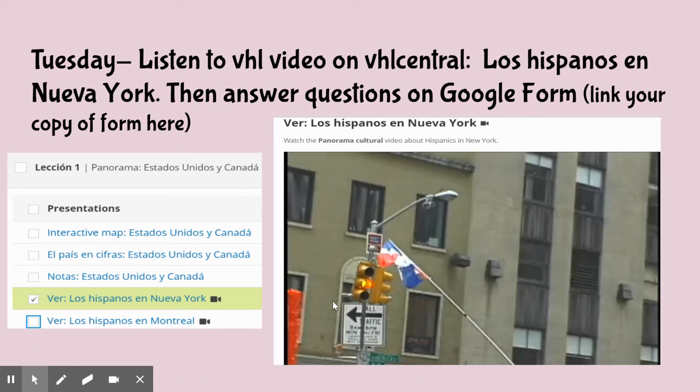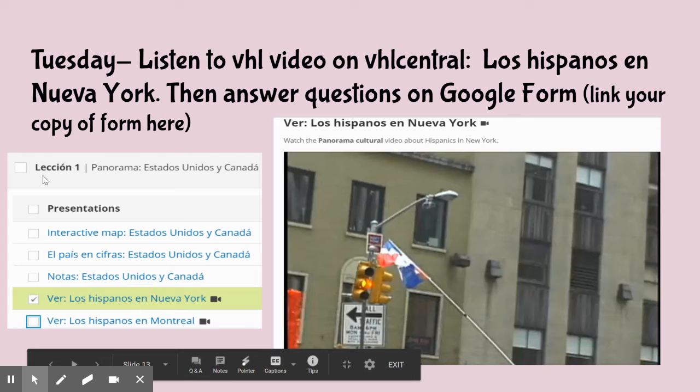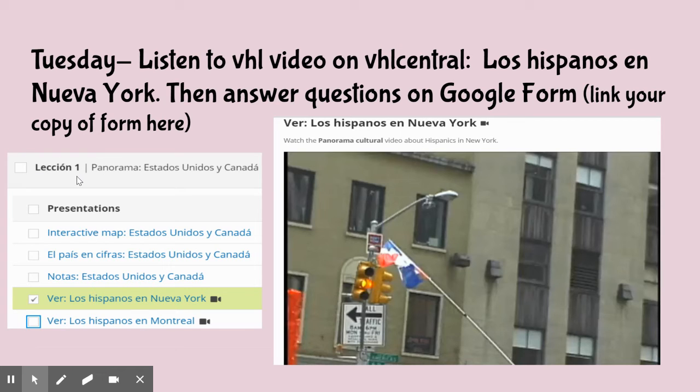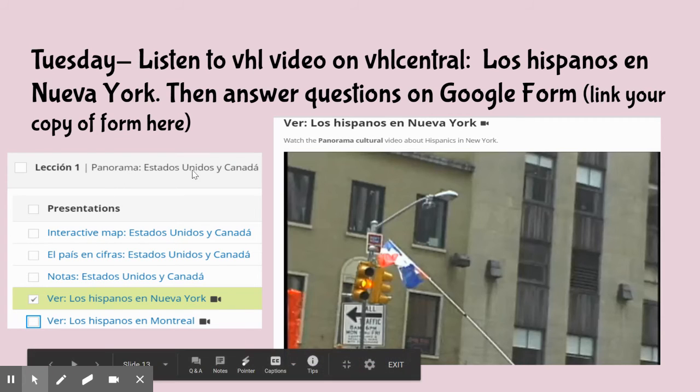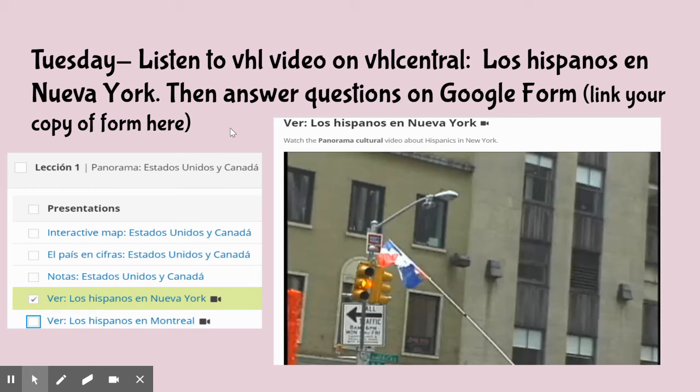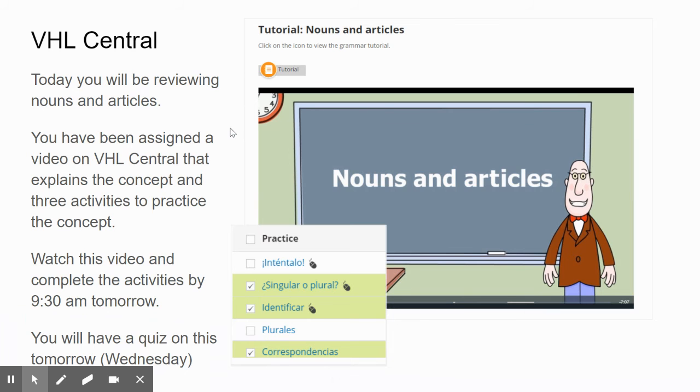So you need to go to, in VHL, you'll go to Lección Uno. Make sure that you choose Lección Uno from all your different lecciones. Find something called the panorama. That's the panorama. And then you're going to see this, Los Hispanos in Nueva York. Now, if for some reason it just shows up in your dashboard, then life is easy and you can just go from there. Okay, so look for it in your dashboard, Los Hispanos in Nueva York. Plus, don't forget to do that Google form.